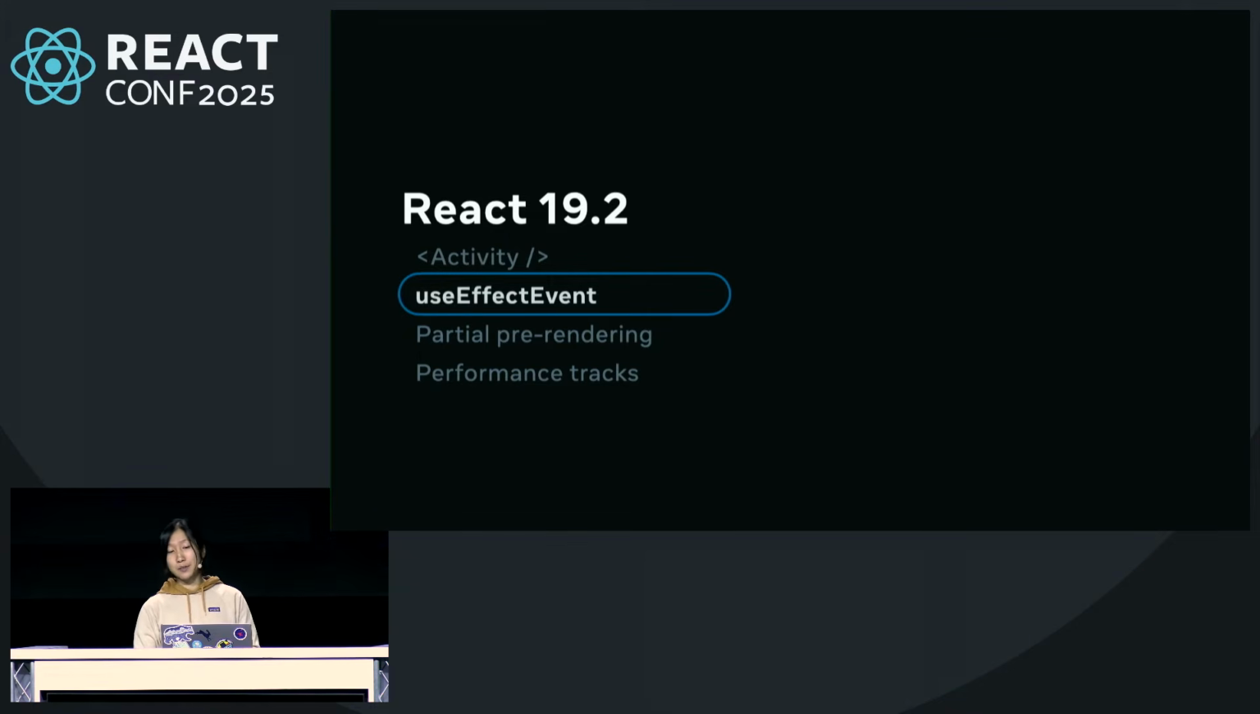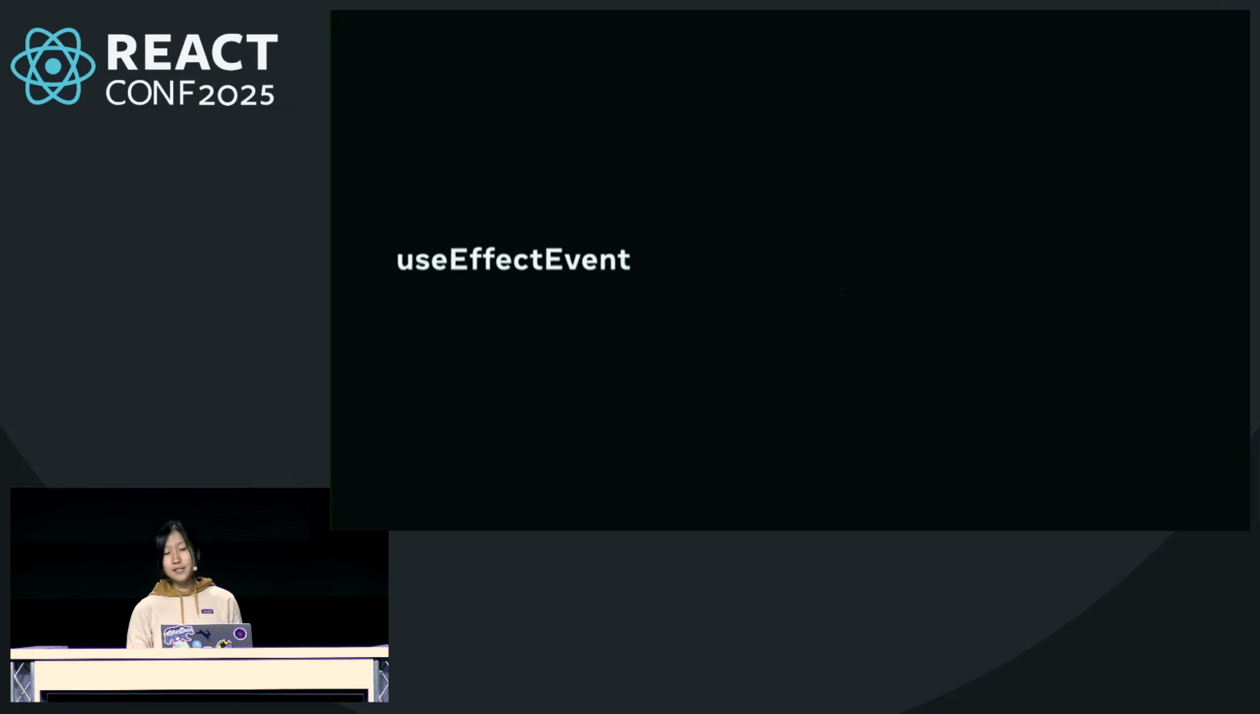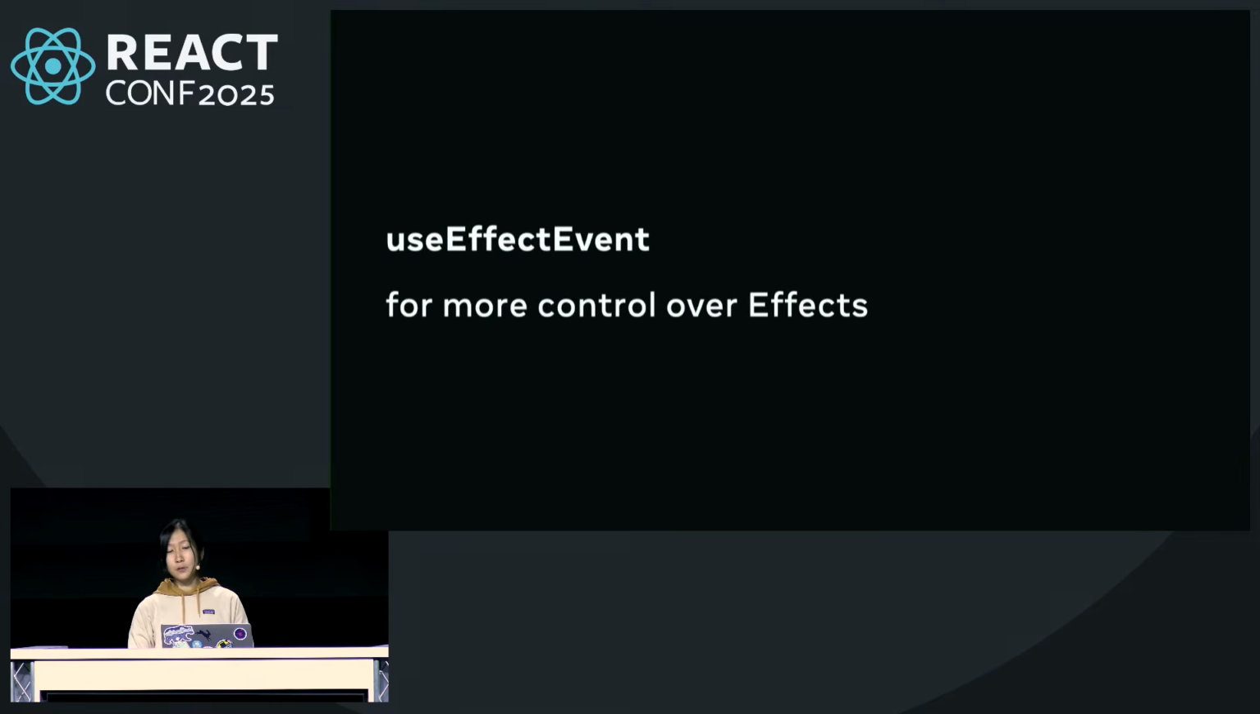Okay, so let's talk about the other parts of React 19. UseEffect is a new API we're releasing to give users more fine-grained control over their effects. It's a more advanced hook, so be sure to read through the docs if you're planning to use it.